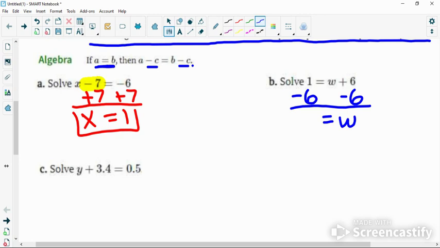If you have $1, but you owe your best friend $6, how much do you still owe them? You would still owe them 5. So -5 equals W is our new equation.